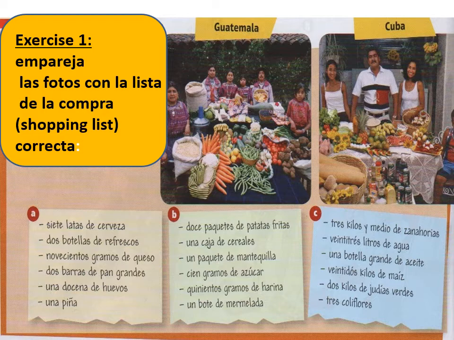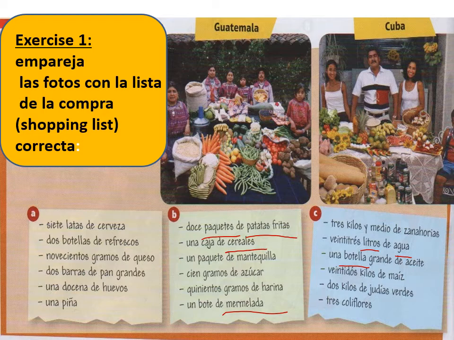the second one, paquetes looks like packets. We should know that patatas fritas are chips, fries, crisps. Cereales, cereal. We've got mermelada, which looks a bit like marmalade maybe. You've got kilos, that looks the same. Agua, we should know is water. We've also got litros. Botella, bottle.